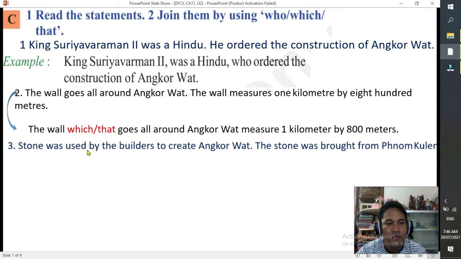Stone was used by the builders to create Angkor Wat. The stone was brought from Phnom Kulen. So these two sentences talk about the stone, right? The first one is the stone.